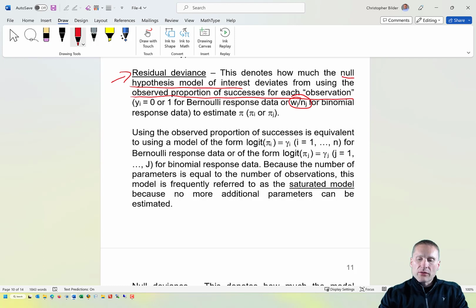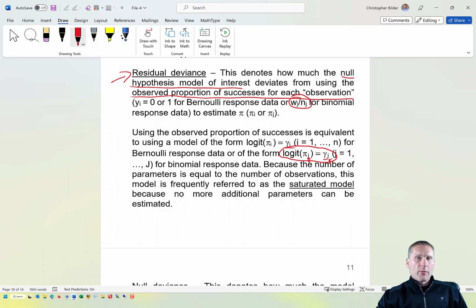Equivalently, you can think of the alternative hypothesis model as this. Logit of pi sub j, where j is, let's say, the binomial format of our data, is equal to gamma of j. So notice I have a j here, I have a j there. And so what that means is for every row of my data set, or in other words, for every observation in my data set in terms of a binomial format, I'm going to estimate one parameter.